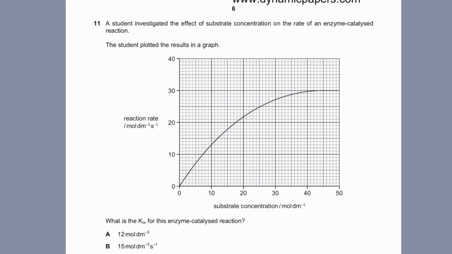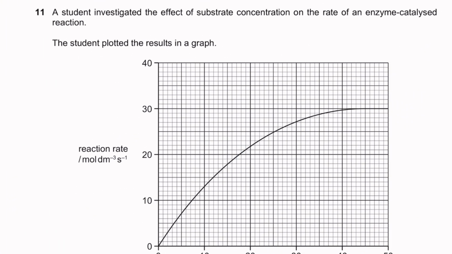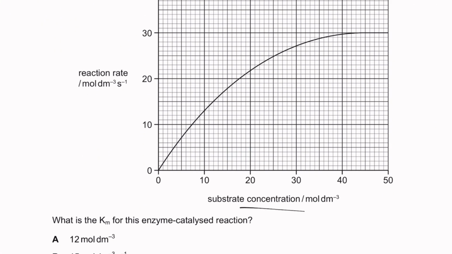Question 11. A student investigated the effect of substrate concentration on the rate of enzyme catalyzed reaction. The student plotted the results, so you can see rate of reaction against substrate concentration. What is the Km for the enzyme catalyzed reaction? Well, firstly, what is Km? Km is the Michaelis-Menten constant. It's the substrate concentration at which half the maximum activity of the enzyme is reached.